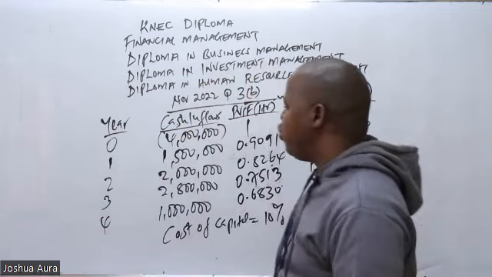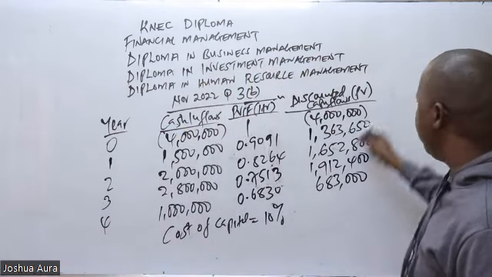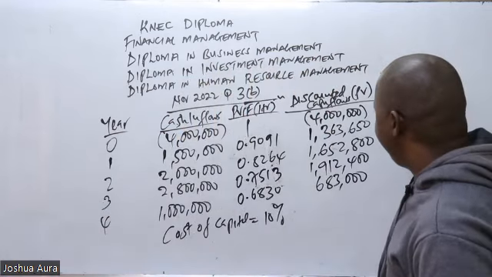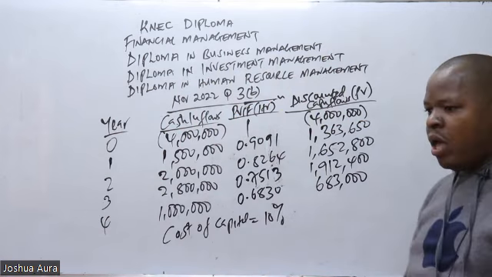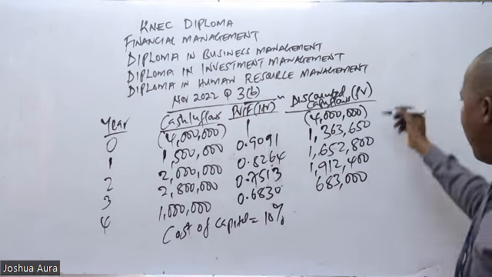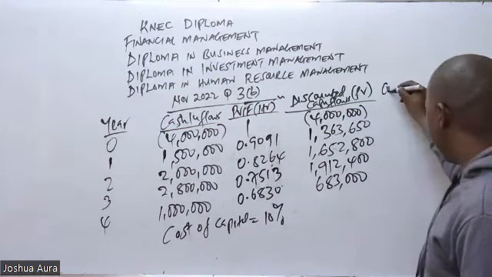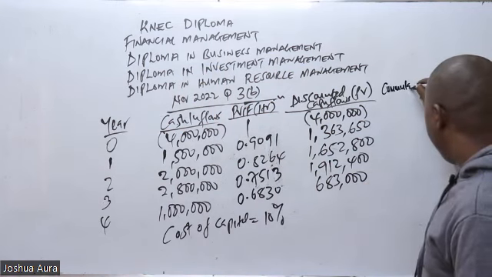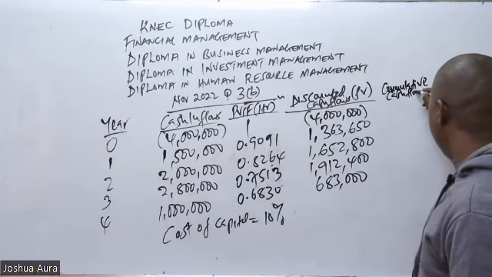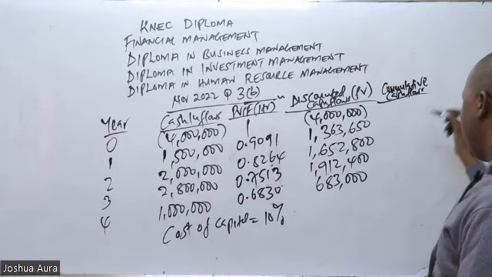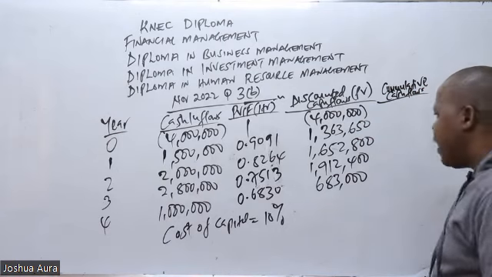Now the examiner is requiring us to calculate the discounted payback period. So we will have to introduce a cumulative cash flows column. Let us write cumulative cash flows.